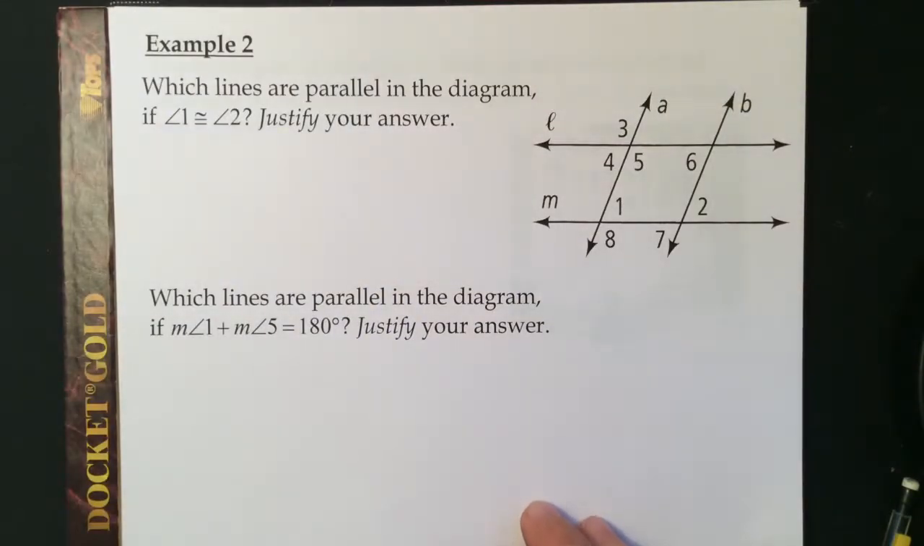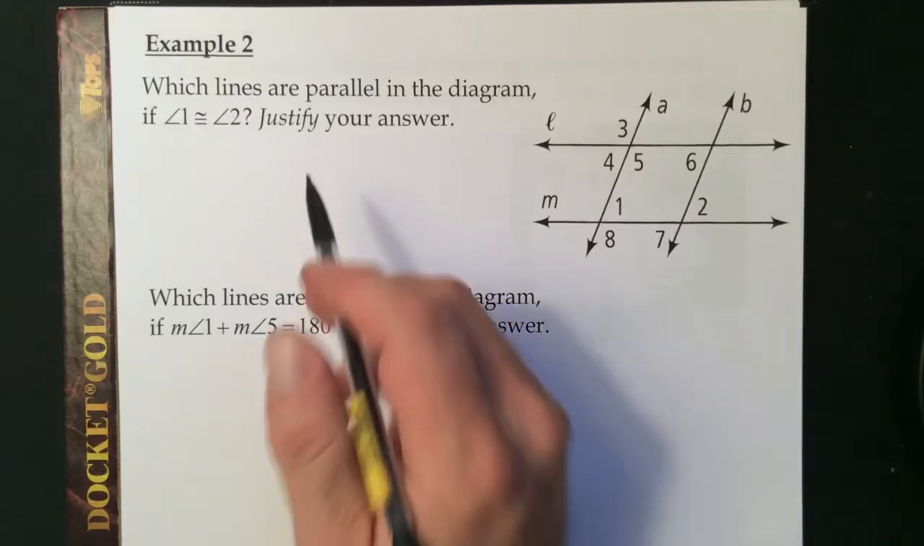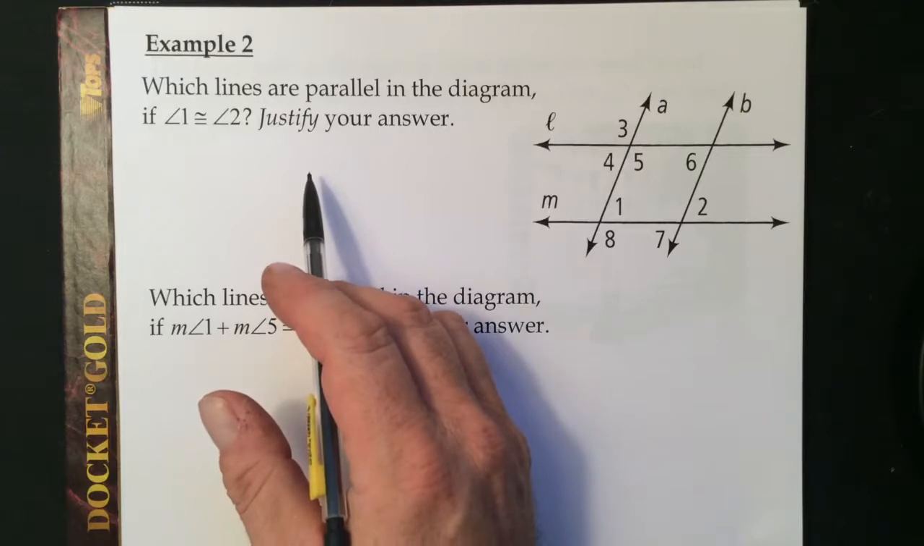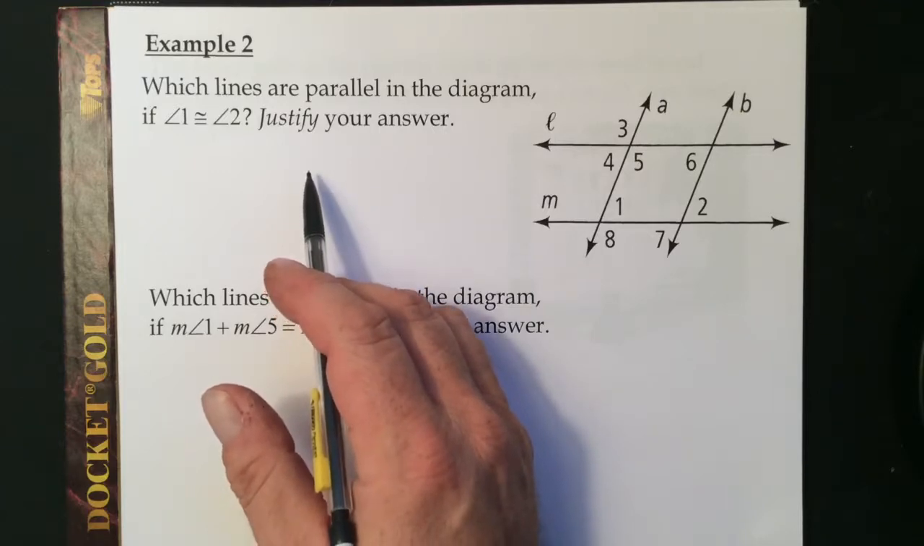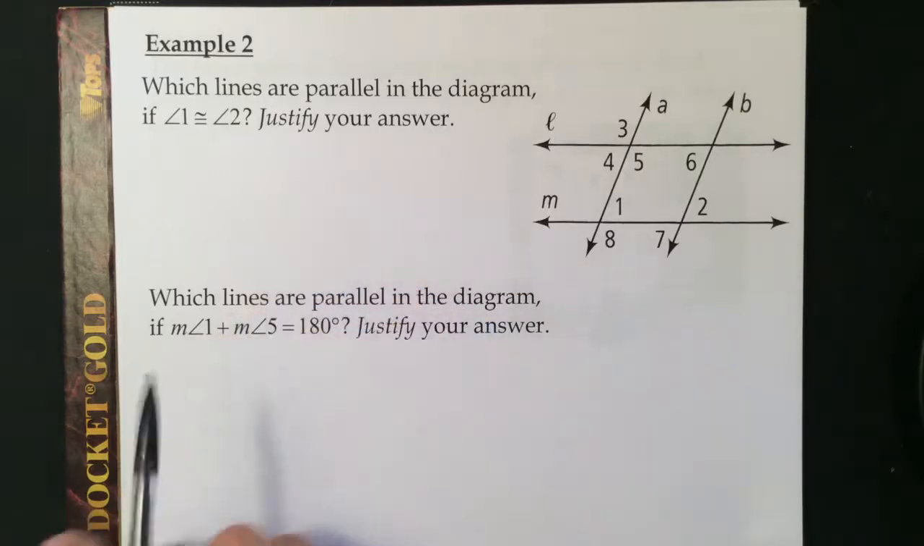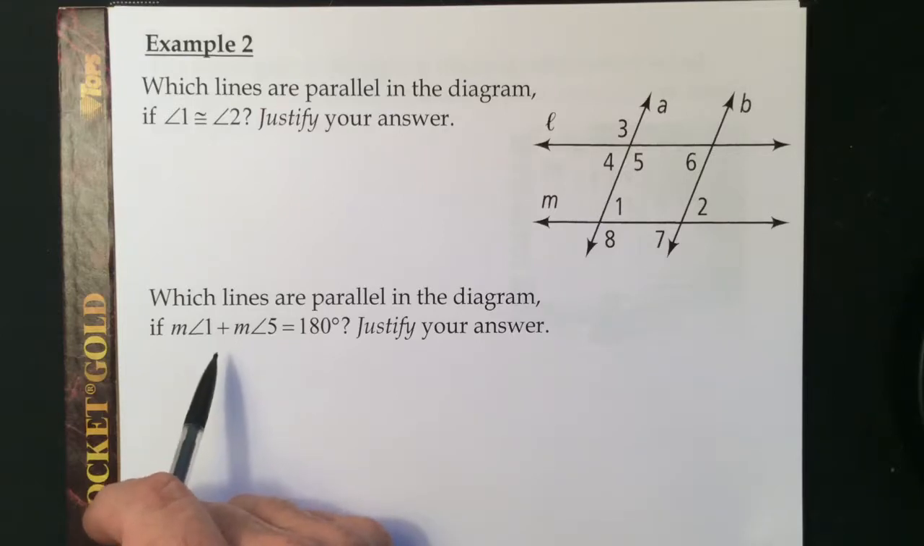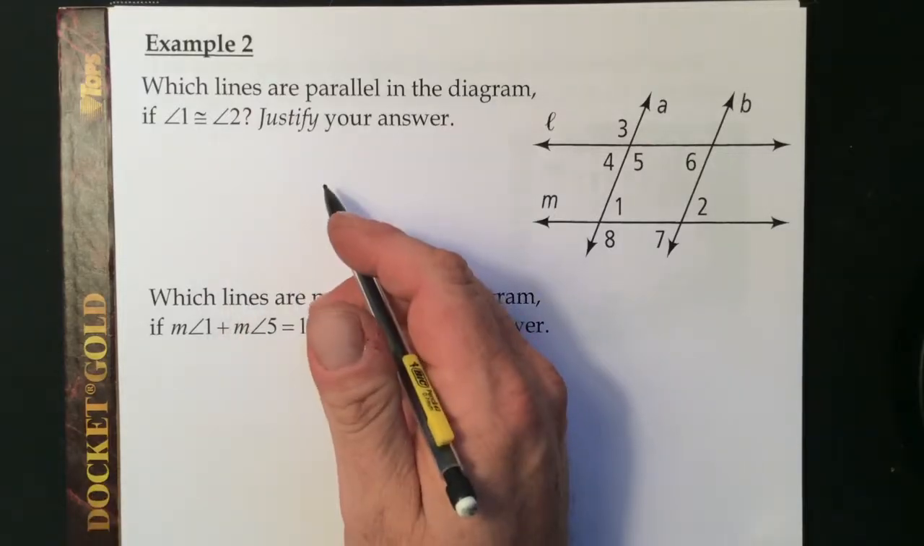Example 2. In this example, you will apply the parallel lines converses. Which lines are parallel in the diagram if angle 1 is congruent to angle 2? Justify your answer. And which lines are parallel in the diagram if the measure of angle 1 plus the measure of angle 5 equals 180 degrees? Justify your answer. So starting with the first part.